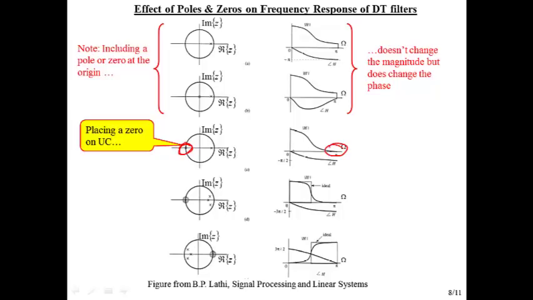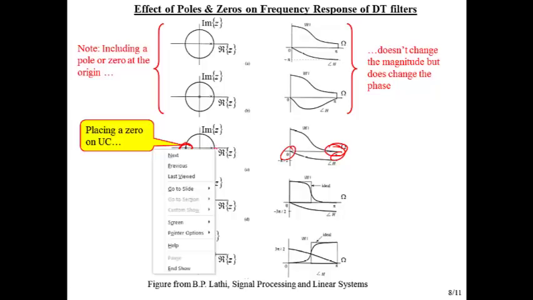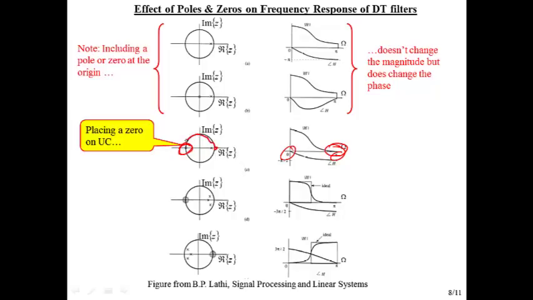So these plots from zero to pi, we're starting at the angle zero here and working our way to pi. So that's why the zero at minus one on the z plane causes this behavior at omega equal to pi. Remember, omega corresponds to the angle of where you're standing on the unit circle.